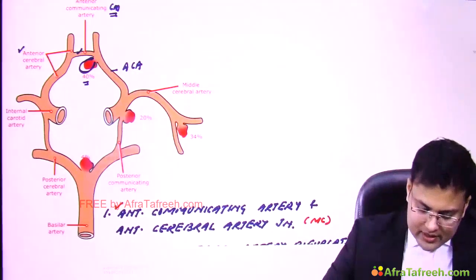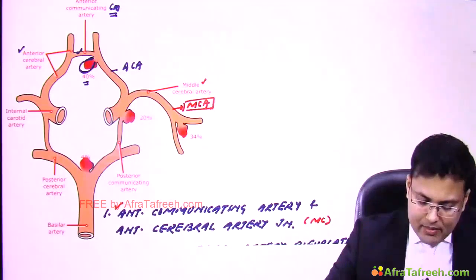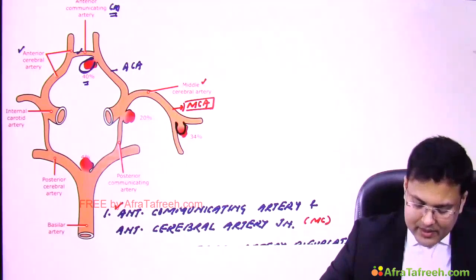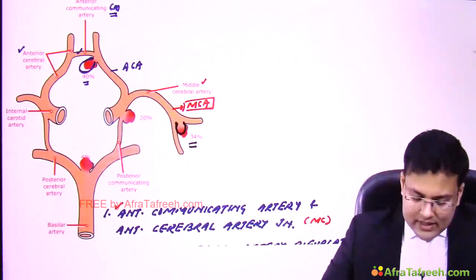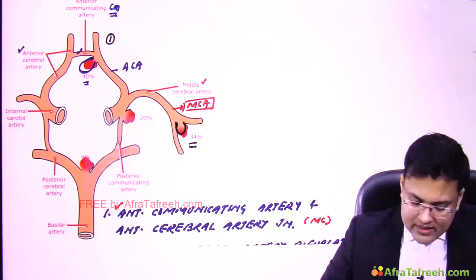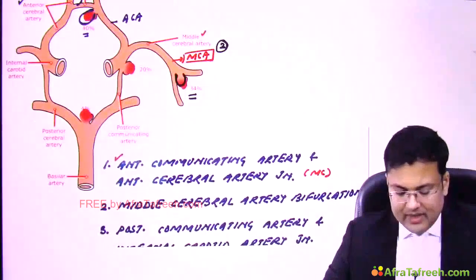Now see, this is middle cerebral artery, and you can see this is the bifurcation of middle cerebral artery, responsible for 34% of cases. So what is the second most common site? It's the middle cerebral artery bifurcation. Second most common.